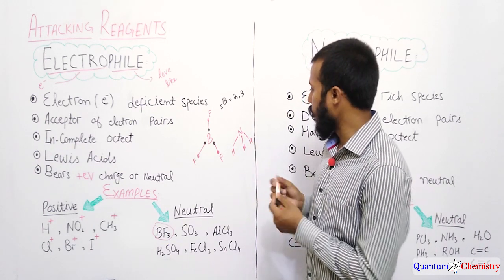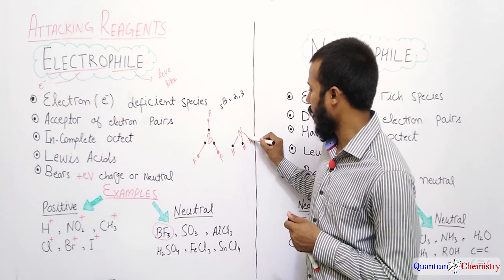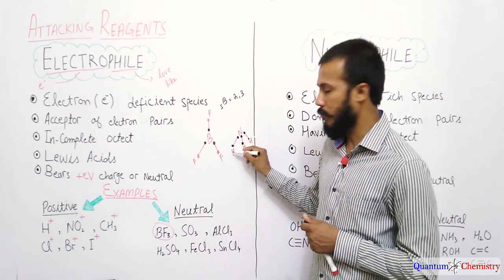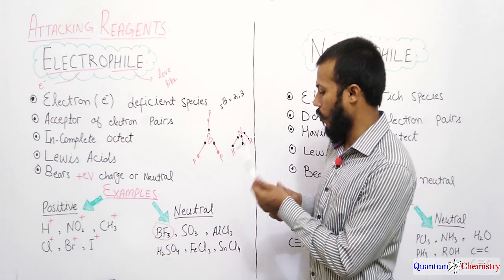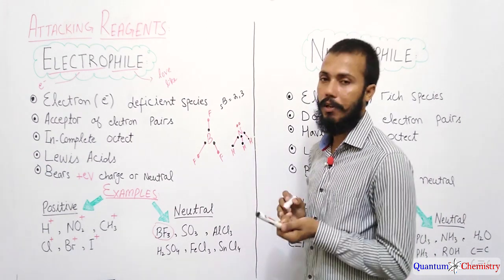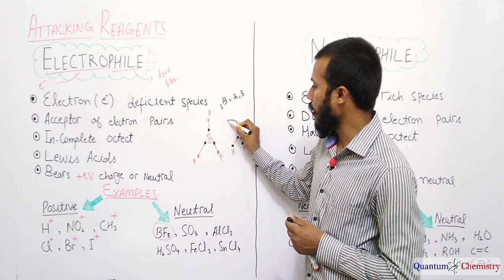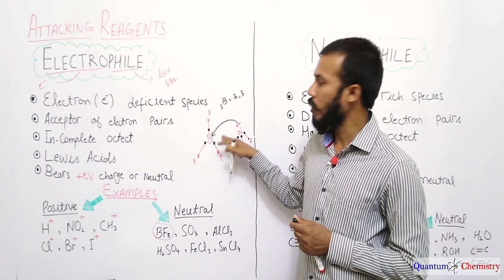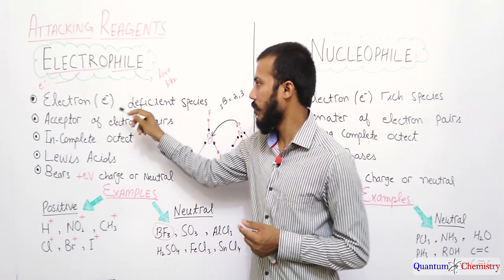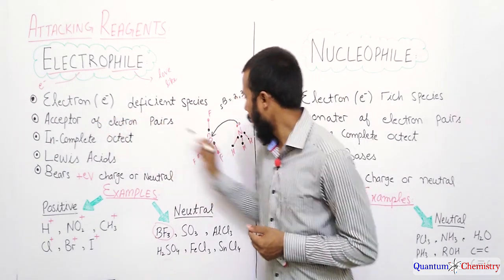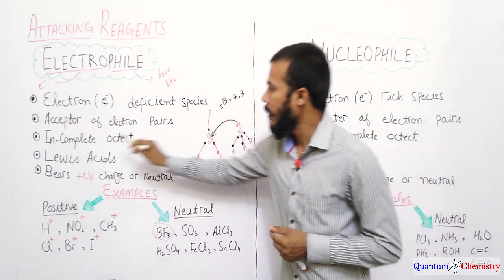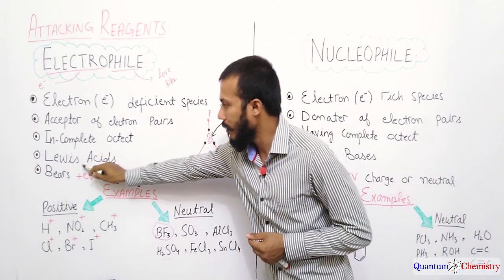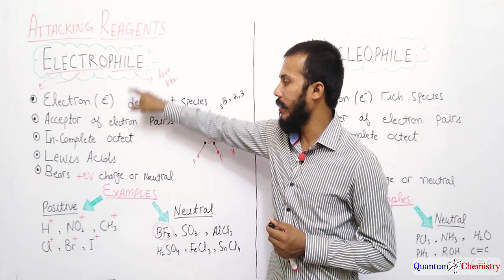As we know, ammonia has 5 outermost electrons. Out of these 5, 3 are shared with 3 hydrogen atoms and 2 electrons are present as a lone pair, and this lone pair of electrons is donated by ammonia. Boron accepts this lone pair to complete its octet. First, it is an electron deficient species. Second, it accepts a pair of electrons from ammonia. Third, it has an incomplete octet, and to complete its octet it takes 2 electrons. And Lewis acids: remember that electrophiles are Lewis acids.